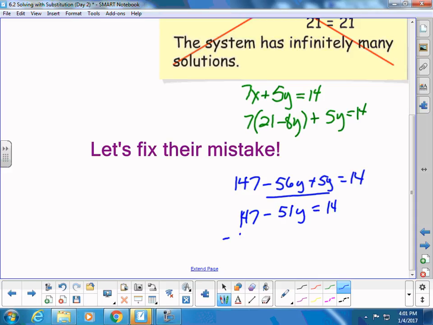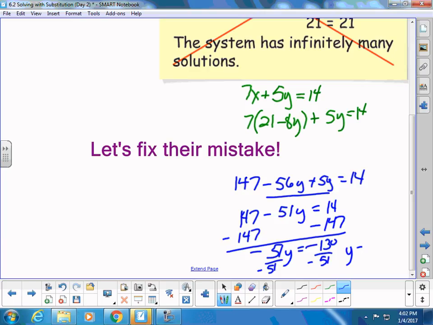Get the y's by themselves. So I'm going to subtract 147. And you get negative 51y equals negative 133... this would be negative 130. This is not a pretty answer. I divide by negative 51, unless I did something wrong here. And I get y equals 130 over 51. But let me check my work.